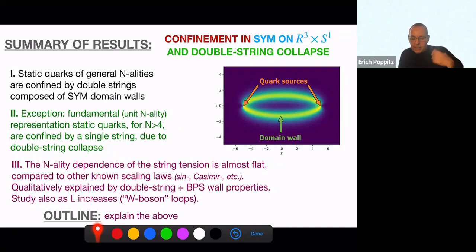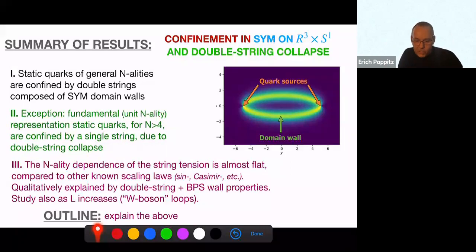So the third thing is something that people study in general in confinement: the analytic dependence of string tensions. There are various scaling laws for the ratio of the k-string to the one-string tension, known as the sine law, Casimir, etc. People have proposed them in Seiberg-Witten, in M theory, etc. And it turns out that this theory has the weakest N-ality dependence of all. It's almost flat. It's very strange, and I will explain that. That I can explain qualitatively easily. So we'll show that, and we'll also study what happens to this dependence as we increase the size a little bit. We have some leeway to include W boson loop corrections, which give us some sensitivity upon increasing the size. And so my goal in this talk is to explain this and address all your questions.